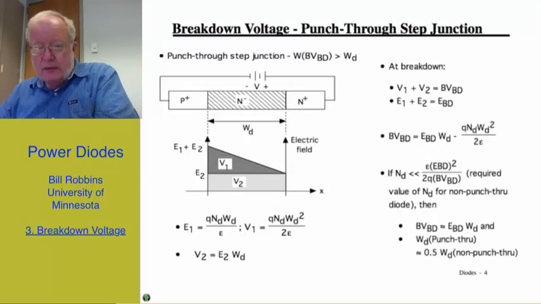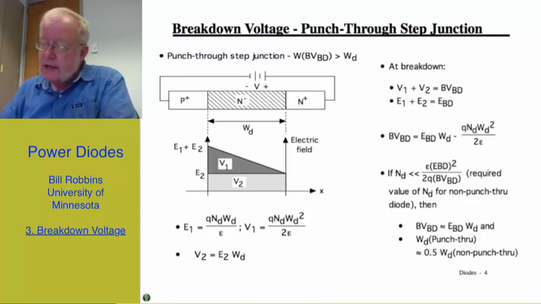First of all, the non-punch-through geometry is not the only geometry that we may be using. There is another one which is called the punch-through structure, which is illustrated in this slide. By punch-through, we mean the width of the drift region, W sub D, is less than the thickness of the depletion layer at the desired breakdown voltage.